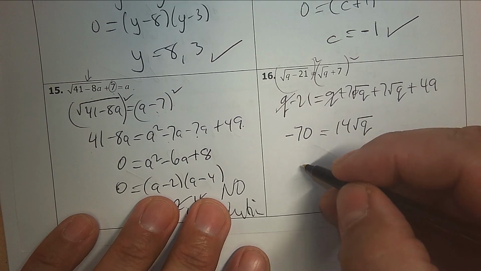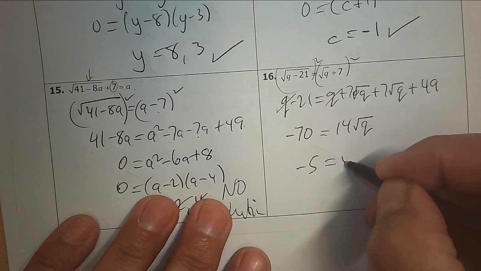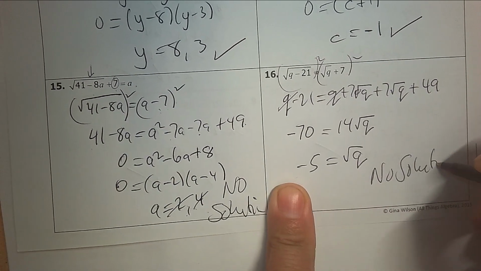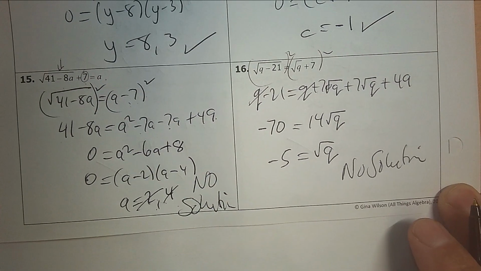I know something's happening here. So when I divide, I get the square root of q is equal to a negative number. So that's impossible. So there's no solution that could give you where the square root of a number is equal to negative 5.